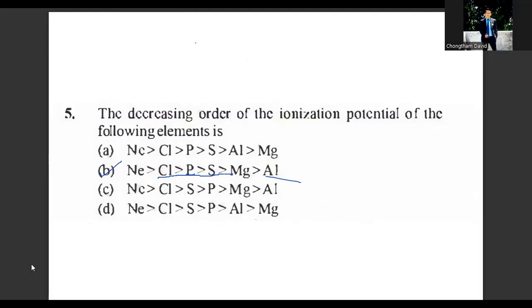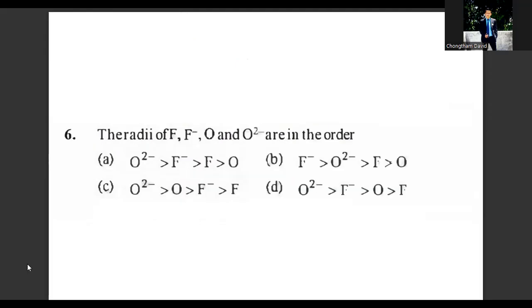Question number 6. The radii of fluorine atom, fluoride ion, oxygen atom, O2 minus are in the order. According to Fajan's rule, O2 minus has a higher value of atomic radii than fluorine. Oxygen, these are atoms, okay? If it is a cation, the size would shrink. So B would be the answer to question number 6.